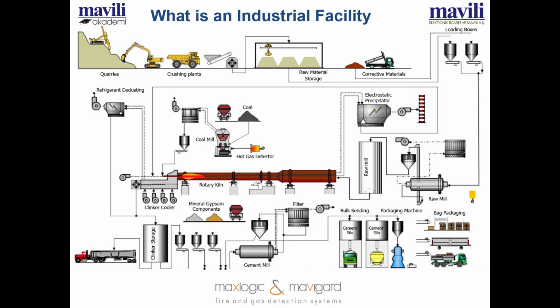First of all, what's an industrial facility? Making raw materials or semi-processed materials ready for use is called industry, and areas and structures used for this purpose are called industrial facilities. In this webinar, information about the risks of combustion and explosion in industrial facilities and the use of early detection technologies were compiled.